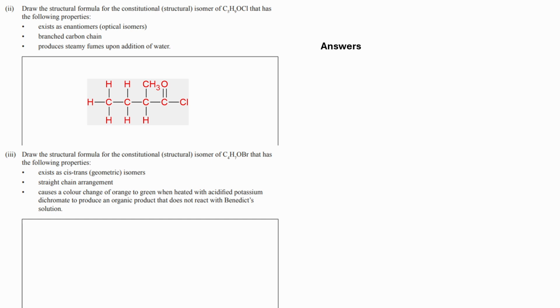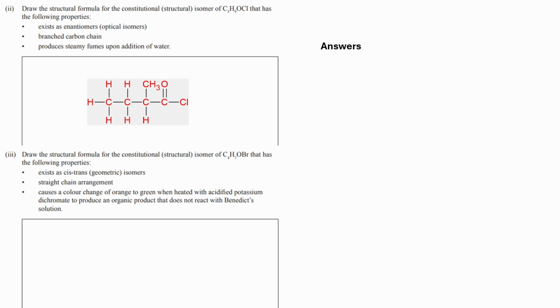I couldn't put the CH3 off the third carbon, because then this carbon would not be chiral anymore, because it would have 2 identical CH3 groups. This is the only place it can be to make a chiral carbon. So this is our only answer.